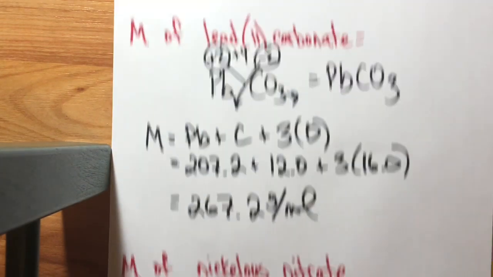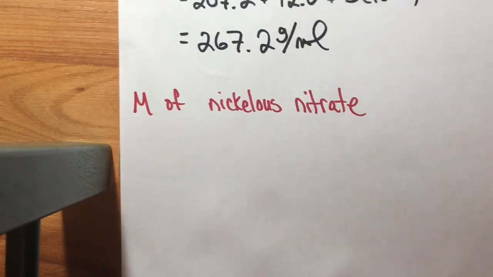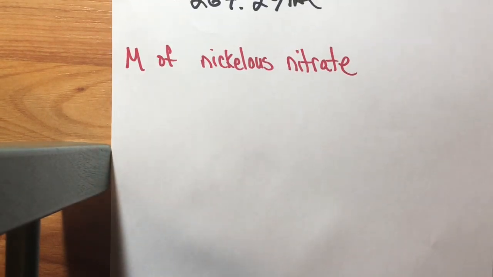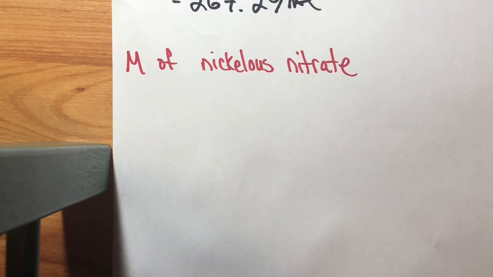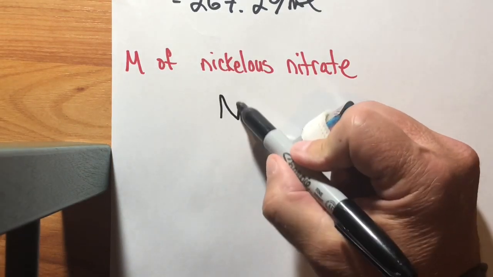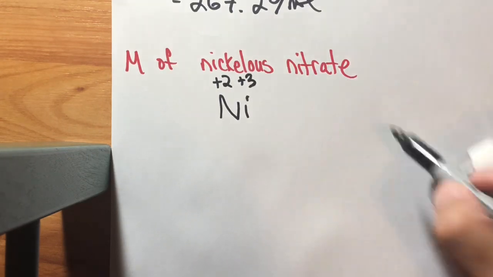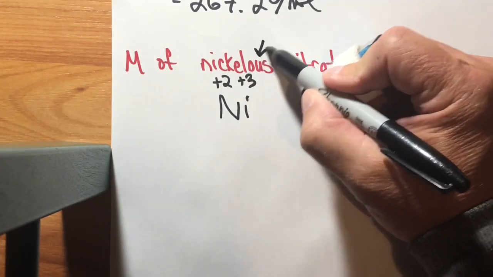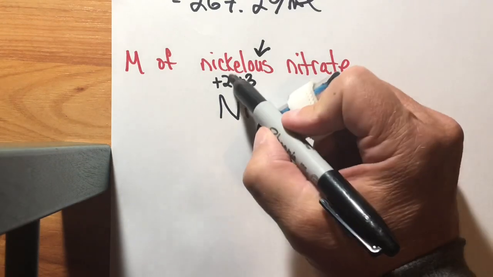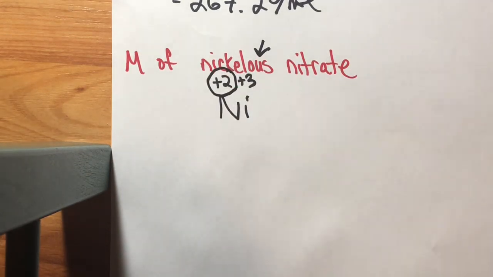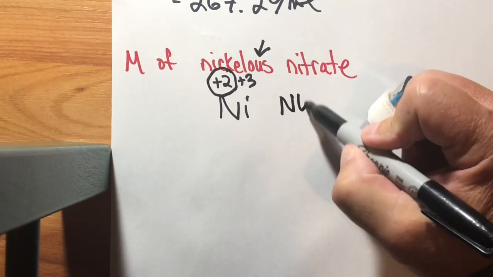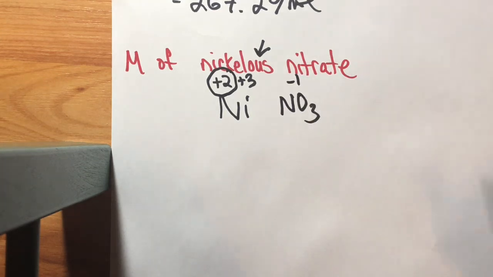Okay? One more of these, and this is practicing the -ous -ic system. So this is nickelous nitrate. Now nickel has 2 valences, +2 and +3. The -ous ending tells me I am going to use the smaller of the 2 valences. Nitrate is NO3. This is -1.